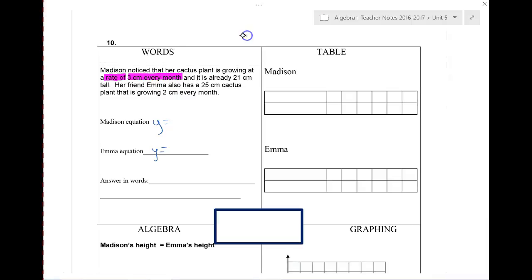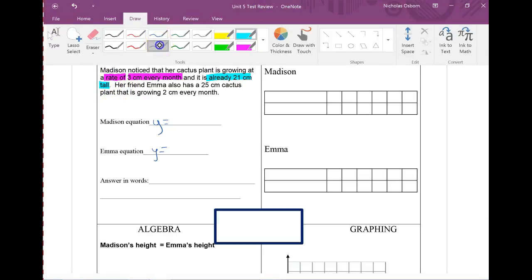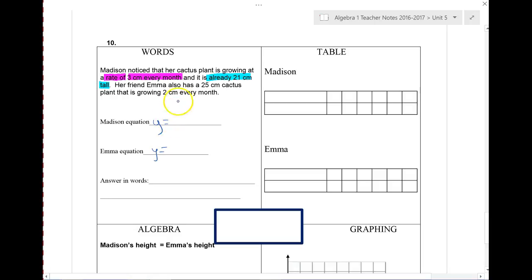And it says it is already 21 centimeters tall. Already is a key word there, because already means right now, at this point, it's 21 centimeters tall. So for the first equation, for Madison, the slope is 3. Remember, y equals mx plus b. The pink is our m, the blue is our b. So 3x plus 21.